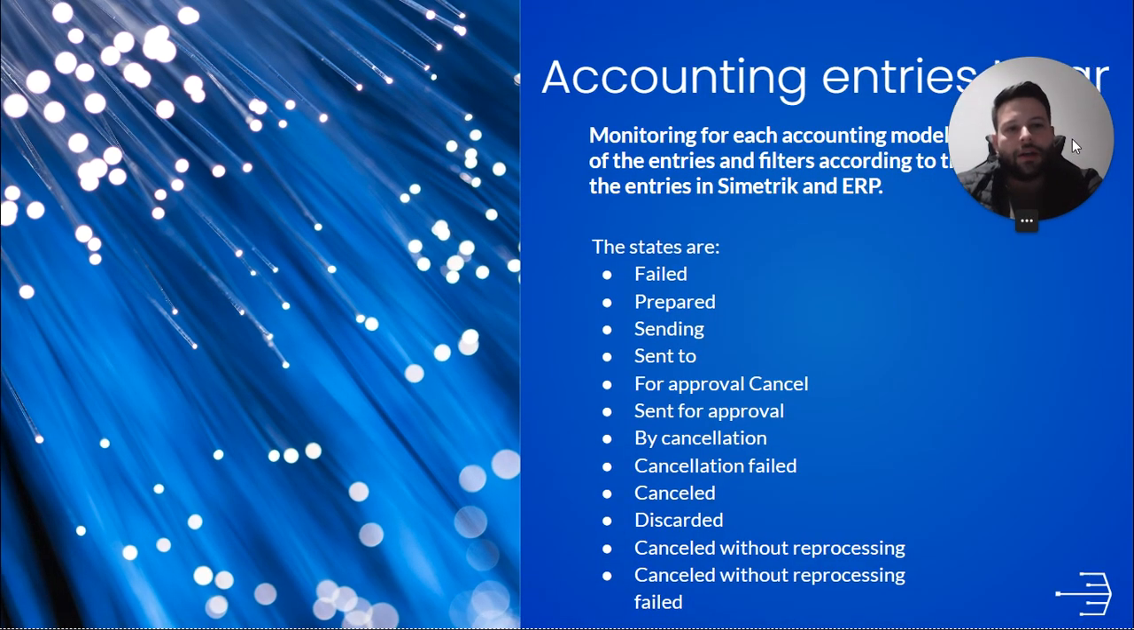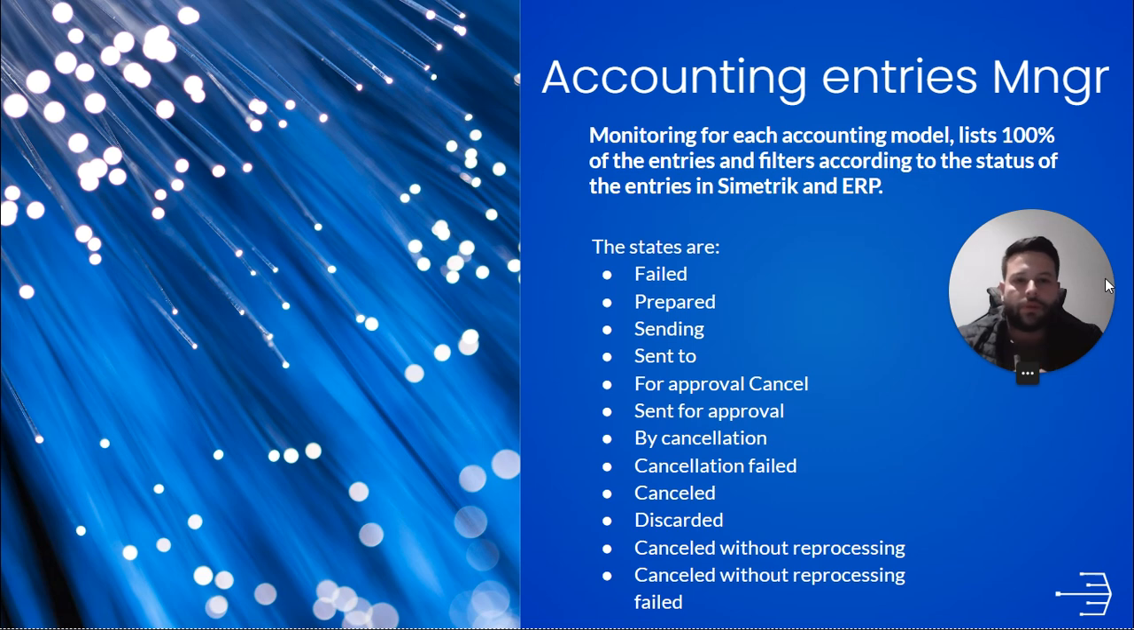The accounting entries manager monitors each accounting module, lists 100% of the entries and filters according to the status of the entries in Symmetric and the ERP. Some of the states are failed, prepared, sending, sent, for approval, cancel, discard, cancel without reprocessing, and cancel without reprocessing failed.